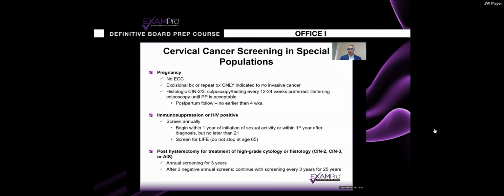What about patients who had a hysterectomy for treatment of cervical dysplasia or AIS? These patients will get annual screening for 3 years following that, and then they'll get screening every 3 years for 25 years post-treatment.